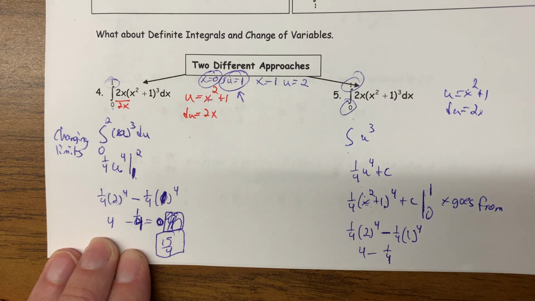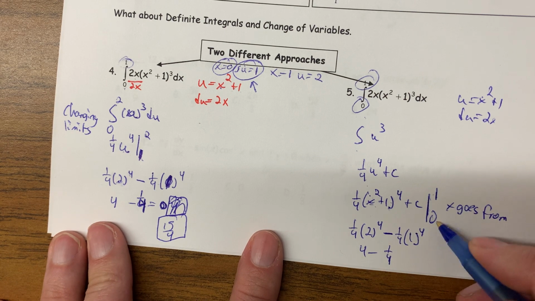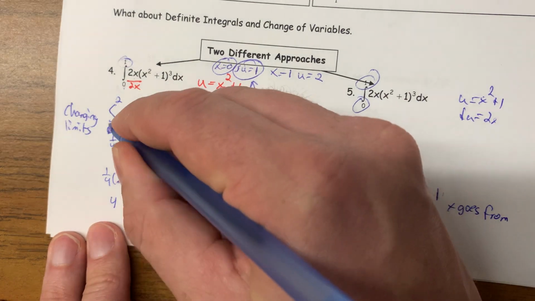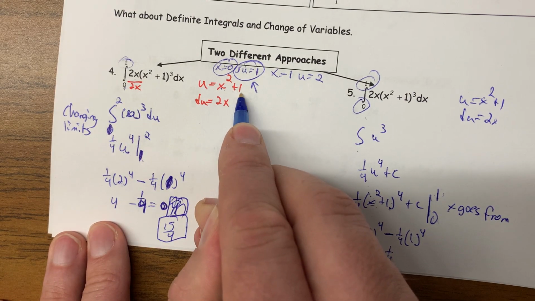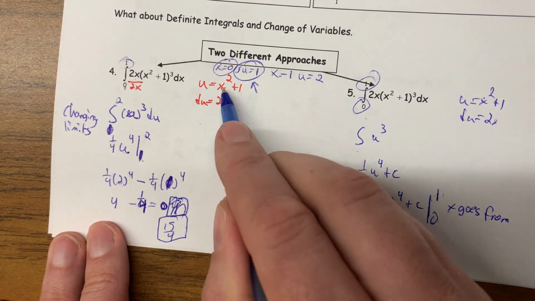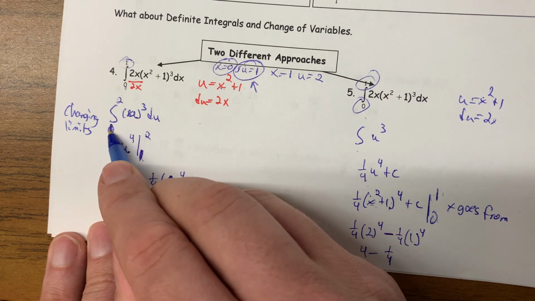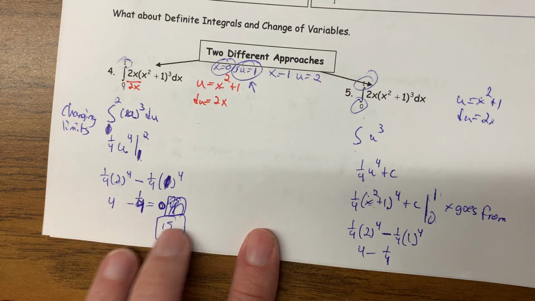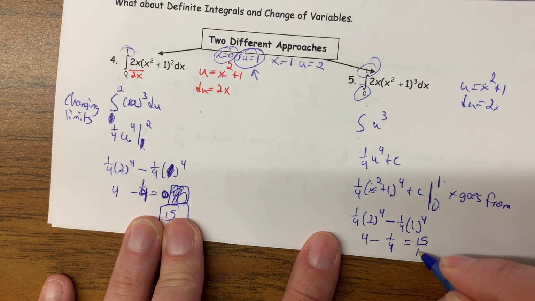Whew, so bad. Over here, when I used the original limits, this was supposed to go from 1 to 2. So when x was 0, u was 1. When x is 1, u is 2. So the limit should have gone from 1 to 2. But I can also just go back to the original x's and do it this way.